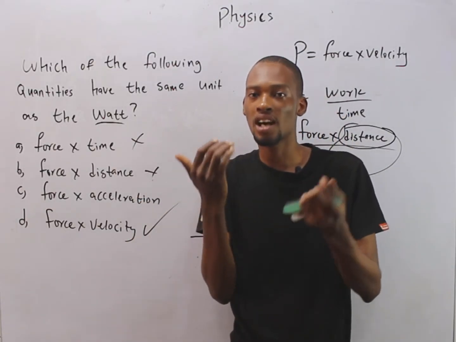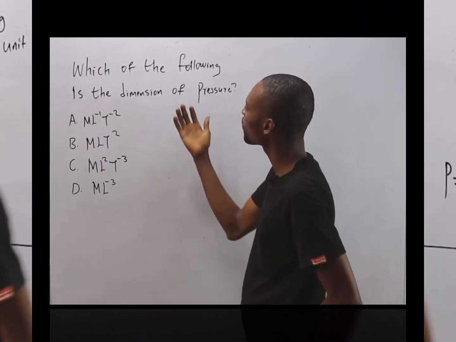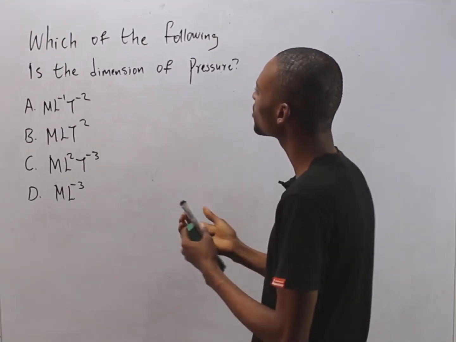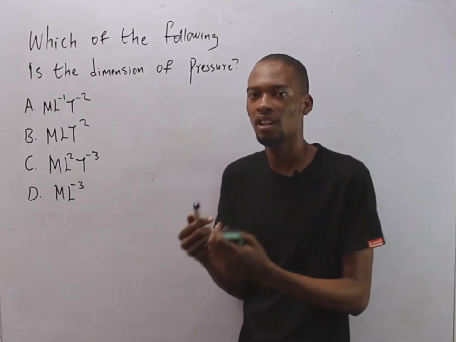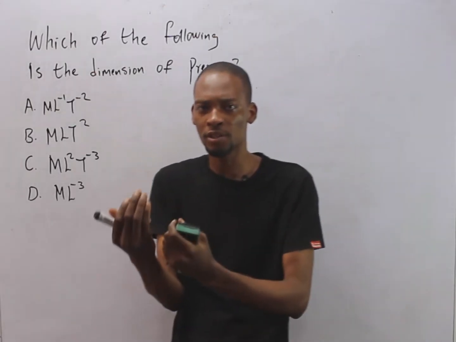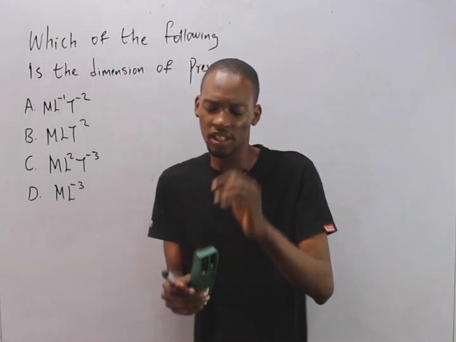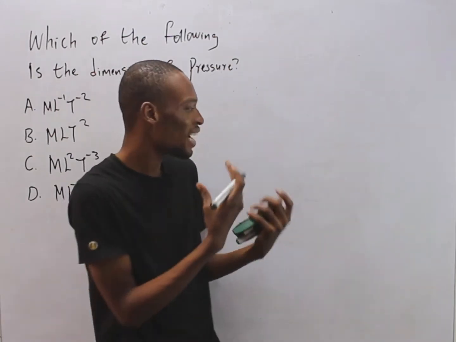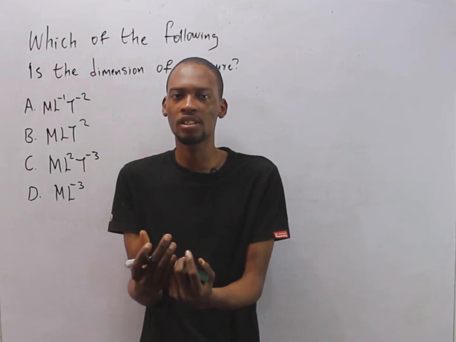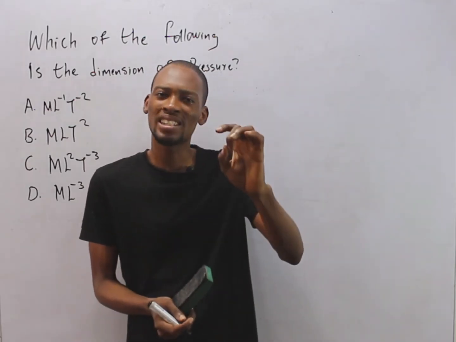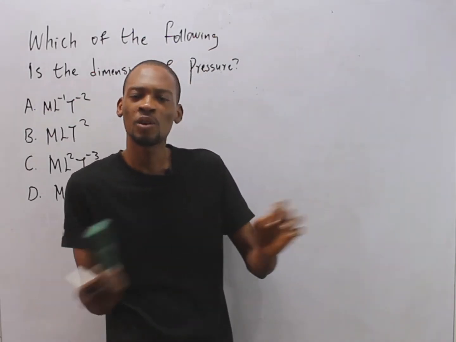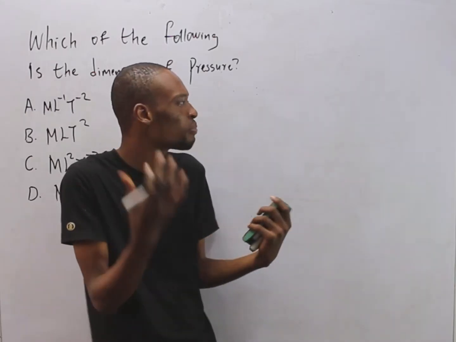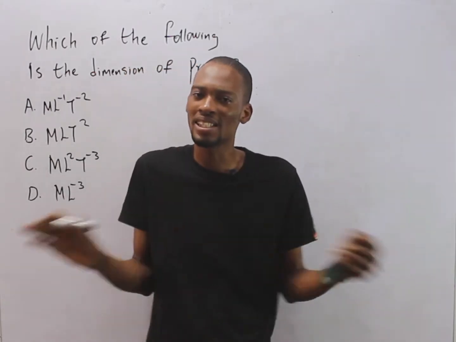Now, let's take a look at the next question. Which of the following is the dimension of pressure? Dimension of pressure. In physics, we have fundamental quantities and we have derived quantities. Fundamental quantities are independent of other quantities. They don't depend on other quantities to exist.